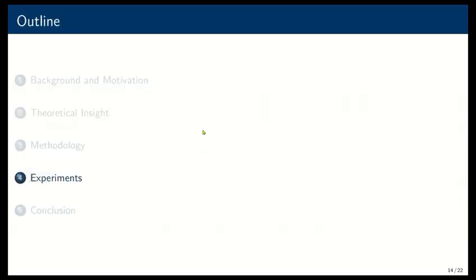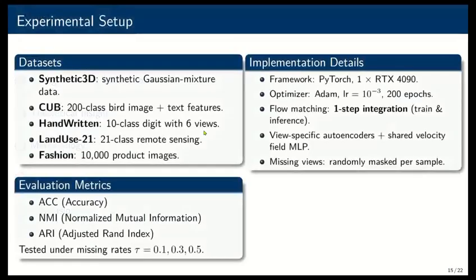We test our method on 5 datasets with different missing rates. Our method only needs 1 inference step. On the CUB data, we beat baselines across missing rates. We are especially better when the missing rate is high.